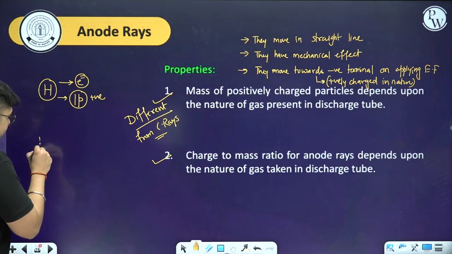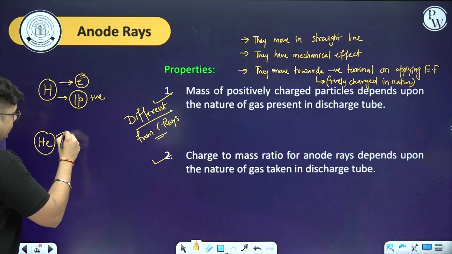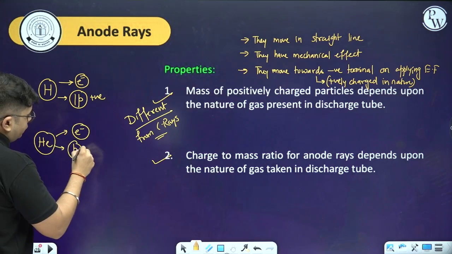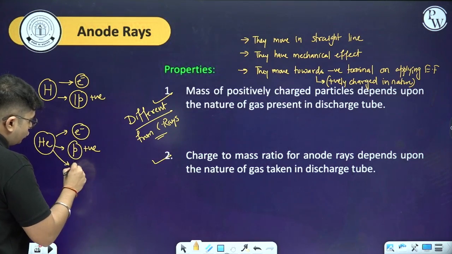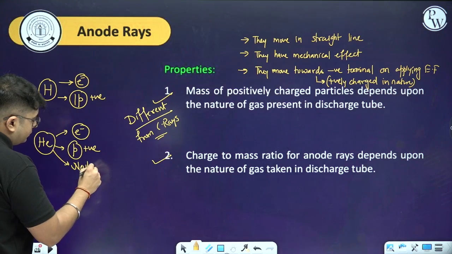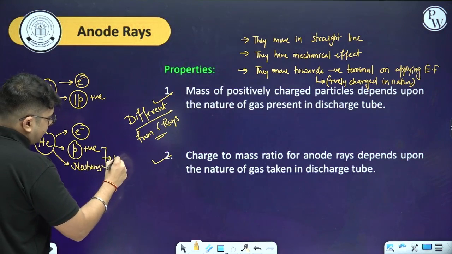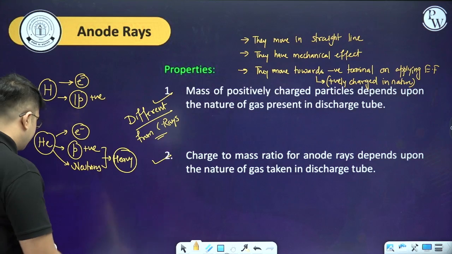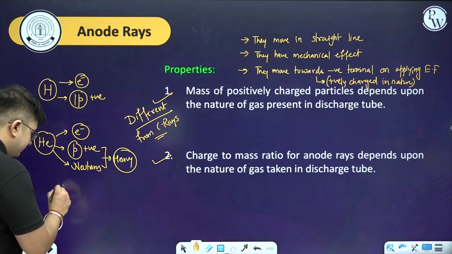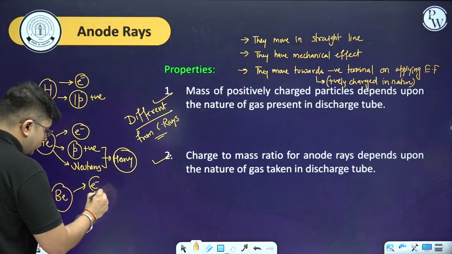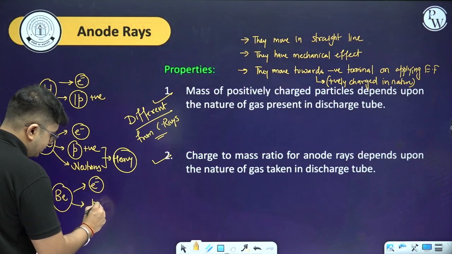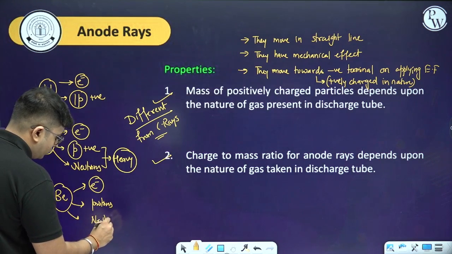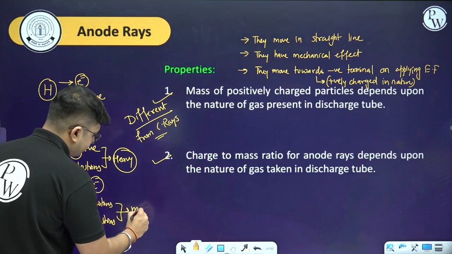Now I am using helium, let's say. Helium again contains electrons, it contains protons which are positively charged, and it also contains some neutrons, and it becomes slightly heavy. Okay, let's say I am using beryllium. Again, it contains electrons, protons and neutrons. It becomes more heavy.